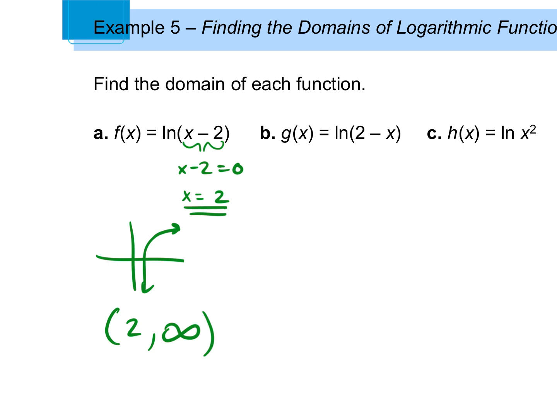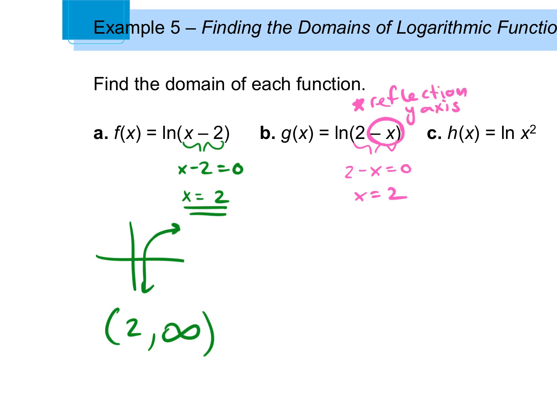We're going to do the same thing for b. We set whatever's in the parentheses equal to 0. So 2 minus x equals 0. We get x is equal to 2. Now here we have to be careful because we have a negative x. Which way does that shift, or what type of transformation do we have here? If we multiply by a negative directly to the x, it is a reflection on which axis? The y-axis.